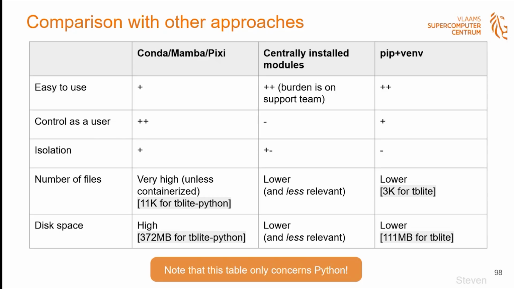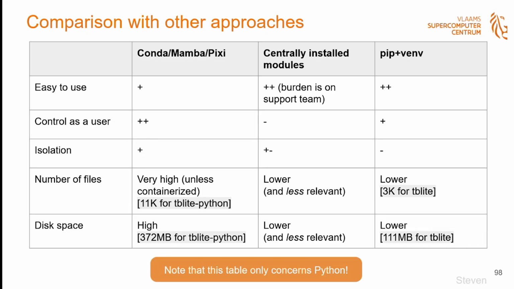And then the last two rows look at storage requirements. So this was already touched upon earlier. In a Conda environment, typically this is quite high. You will both occupy a lot of disk space and need a lot of files. Specifically for the TB-Lite example, if you install TB-Lite-Python in a Conda environment, you get about 11,000 files, while the same thing in pip plus venv is about 3,000. Also for the disk space, it's about 3 to 4 times as high.